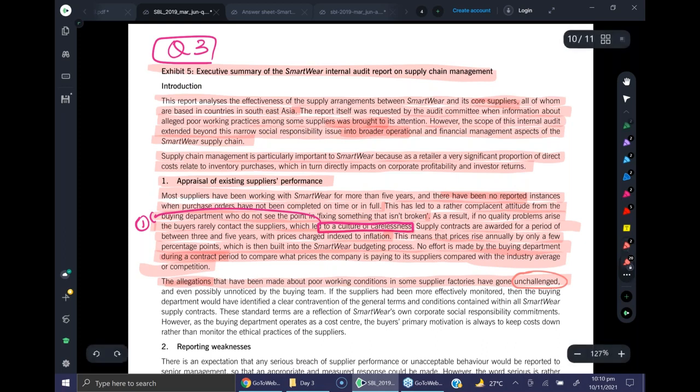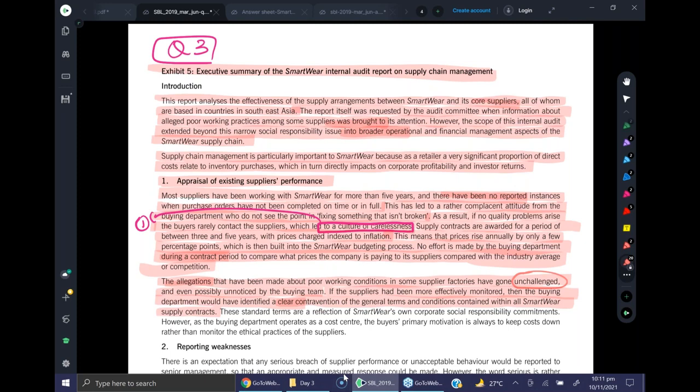Okay, so have gone unchallenged and even possibly unnoticed by the buying team. So that's negligence on the buying team's part, don't you think so? If they are not even noticing it. If the supplier had been more effectively monitored, then the buying department would have identified a clear contravention of the general terms and conditions contained within all smartwear supply contracts. So it's part of the contract. So that's more alarming, that our buying team is so negligent. That's a major problem, because that can affect the reputation, that can take smartwear into some sort of litigation problem.